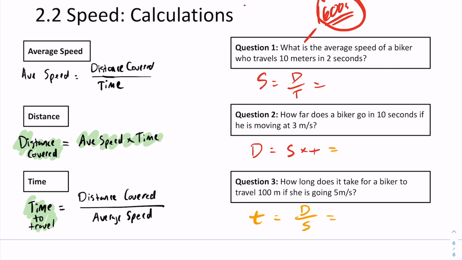So what's the average speed of a biker that travels 10 meters in 2 seconds? Go ahead and try that on your screen. Speed is equal to distance over time, so we have 10 meters over 2 seconds, and we get 5 meters per second. Who knew that could be so exciting?